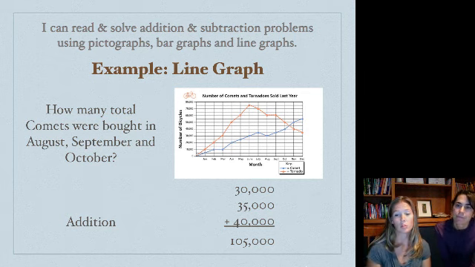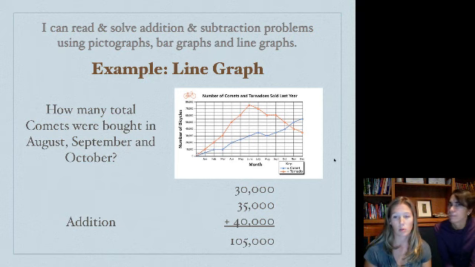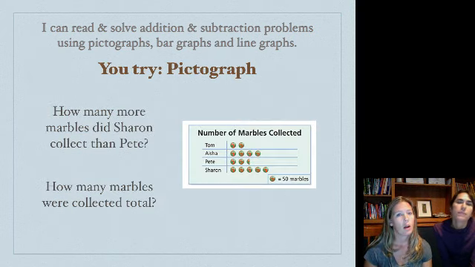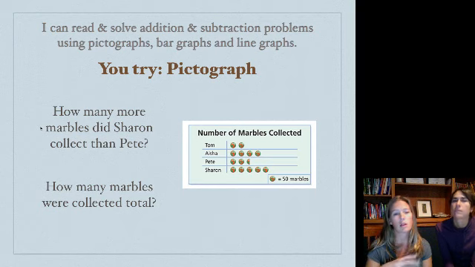All right, now it is your turn to try some. So we're going to put it up, and obviously you're going to have to pause it so that you can look at it, but we're not going to give you the answer this time until tomorrow in your discussion groups. So the first one for the pictograph, again, pay close attention to the key and how much each of these pictures actually represents. And there's actually two questions that go with this. You've got how many more marbles did Sharon collect than Pete, and how many marbles were collected total. So you're going to be doing a couple of very different things here, so pay close attention to what the question is asking you, and then write it out carefully and use what you already know about how to add and subtract. And then bring that tomorrow.